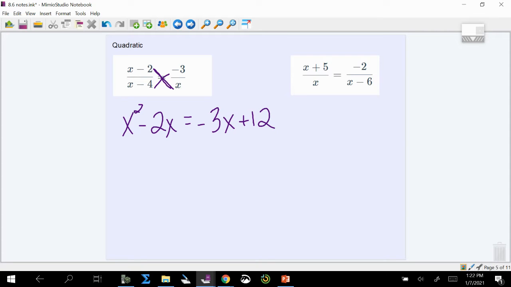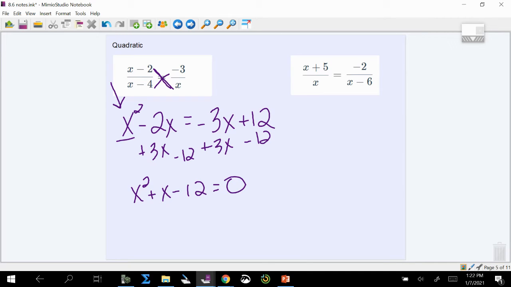When you have a quadratic, what I mean by that is you have at least one term that has an x squared. To solve these, you want to get everything on one side and set it equal to 0. You want it to be in standard form. So to do that, I'm going to add 3x. I always want to move everything to where the x squared is. And then I'm going to subtract 12. So I get x squared plus x minus 12 equals 0.